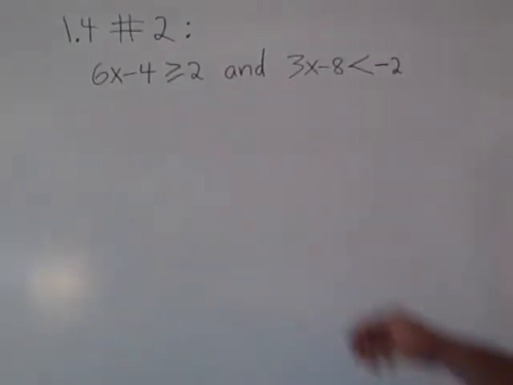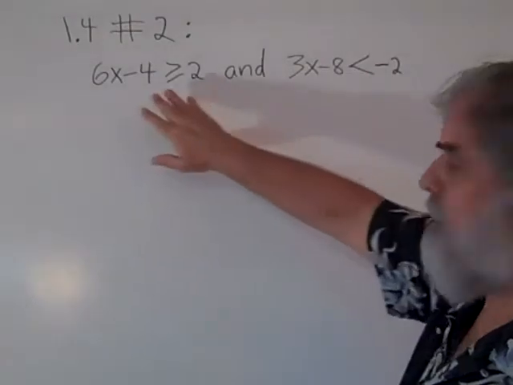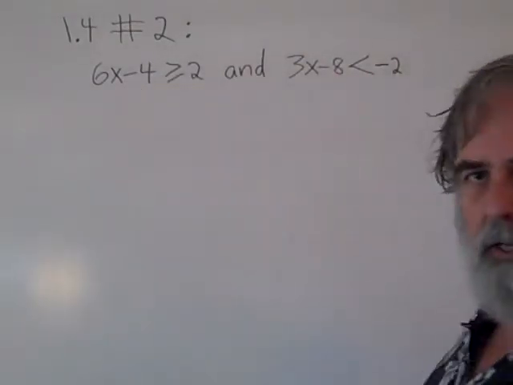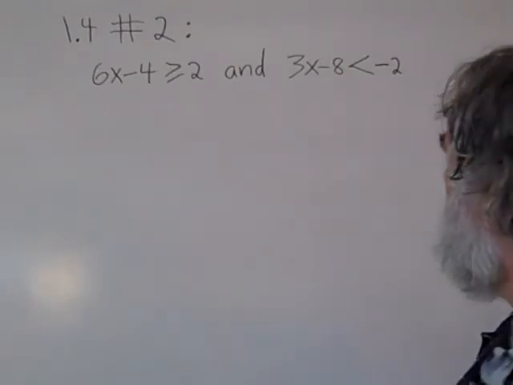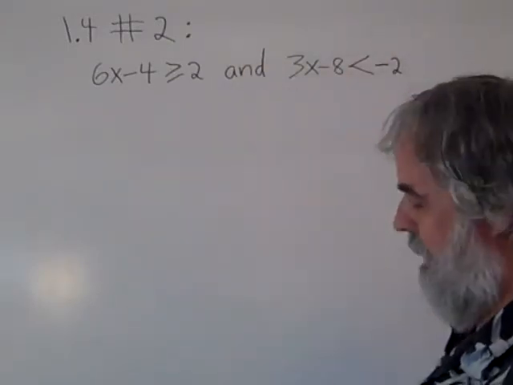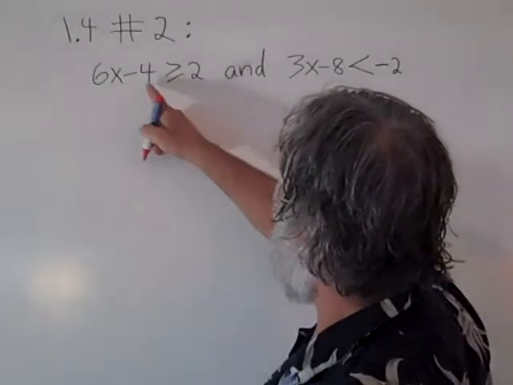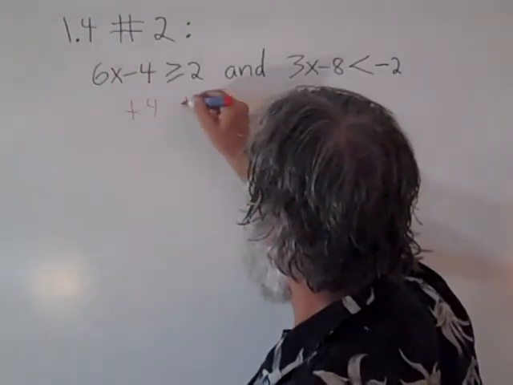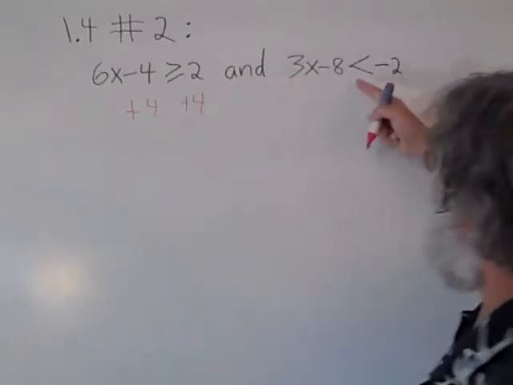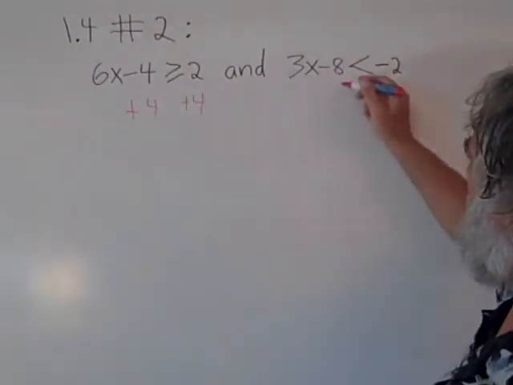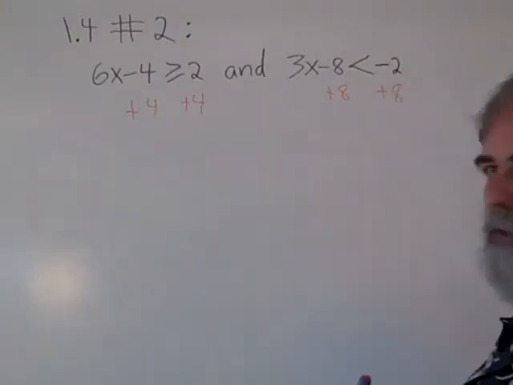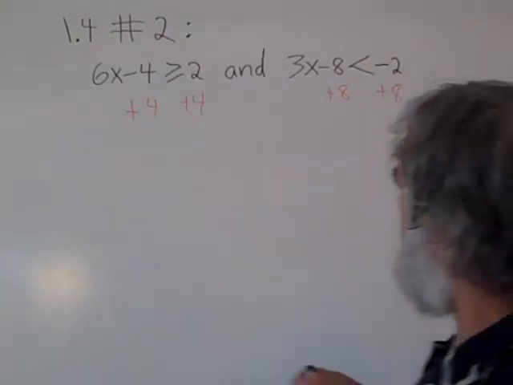This problem, compound inequality, we solve each inequality individually, separately, and then we'll see what we do about the and. To begin with this inequality, we want to get the x term by itself, so we add 4 to both sides. And while we're at it, this inequality, we're also trying to solve for x, so we'll add 8 to both sides. Assembly line solving here.